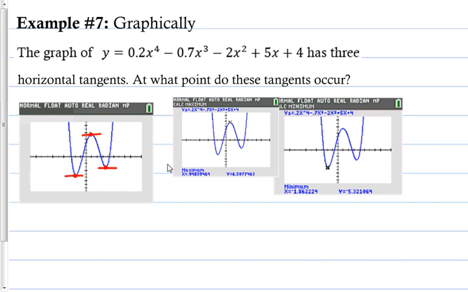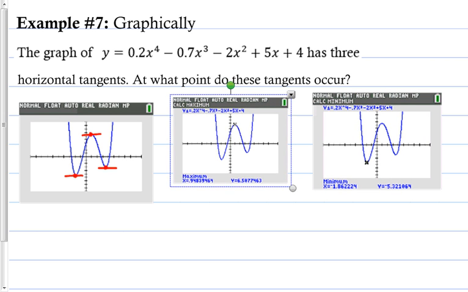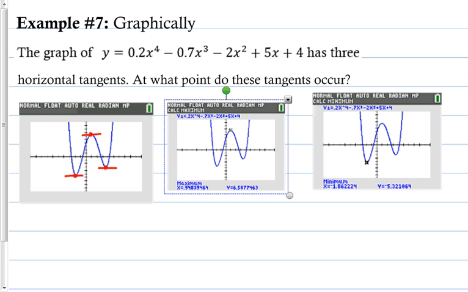Or, well, one min. I'm going to let you find the other one on your own. I already have it written down. So these are the locations of where the tangents are, or the slope of the tangents are 0.